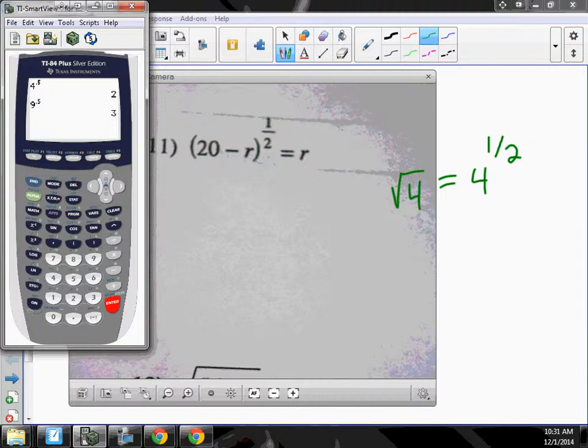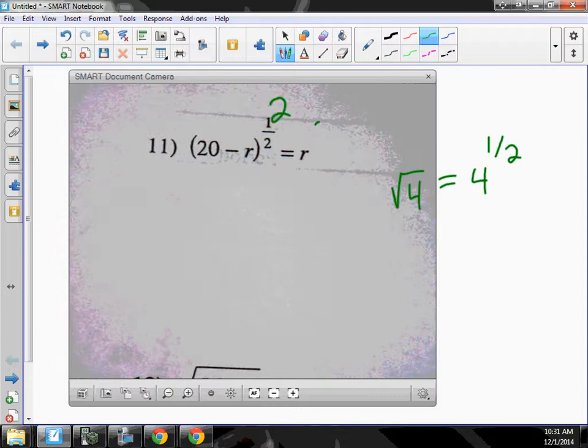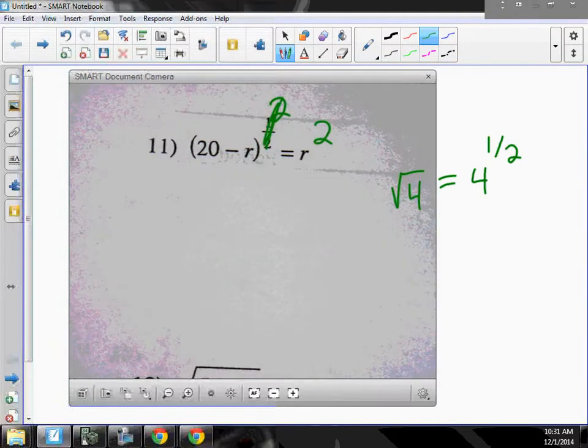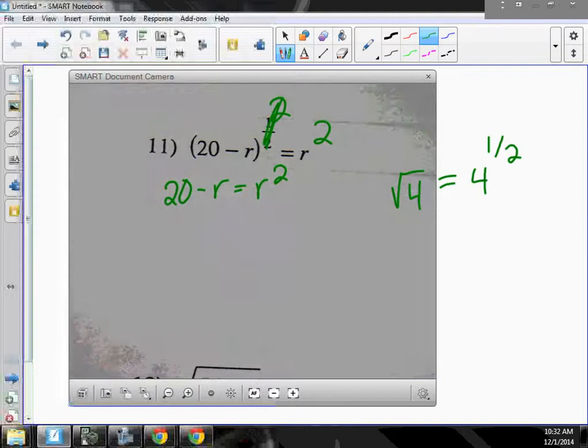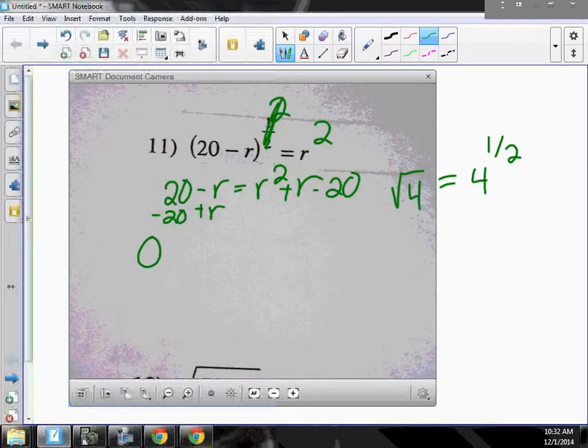So how do you get rid of a square root? Second power, so I'm going to square this and square this. These cancel, and I get 20 minus r equals r squared. What's my method to solve this? I need to get everything on one side and use the box or factor out a common term. So I'm going to add r. Can I add r squared and r together? No, they're not like terms. And subtract 20. So I have 0 equals r squared plus r minus 20.